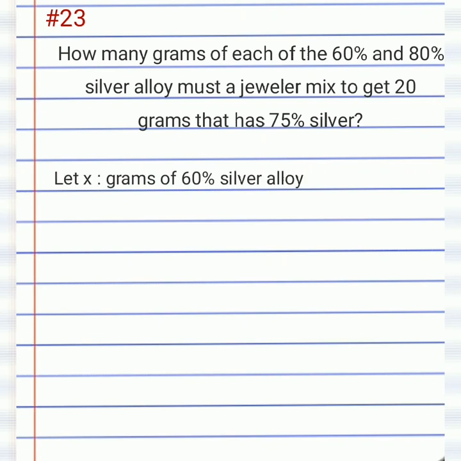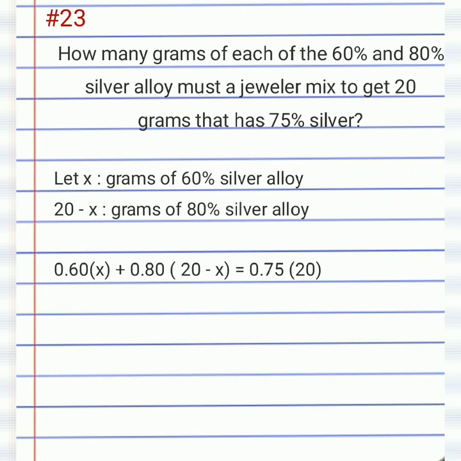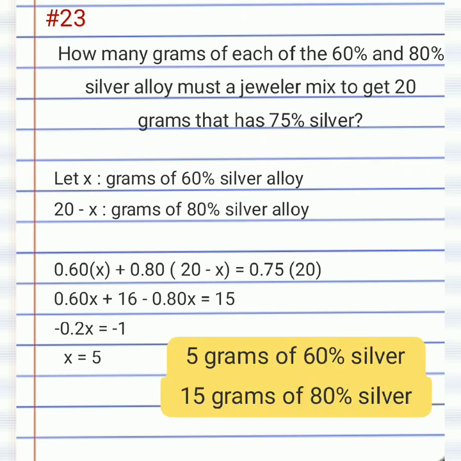Let x be the grams of 60% silver alloy, and 20 minus x be the grams of 80% silver alloy. This will be 60% of x plus 80% of the quantity of 20 minus x is equal to 75% of 20. So x is equal to 5. 5 grams of 60% silver and 15 grams of 80% silver must a jeweler mix to get 20 grams that has 75% silver.